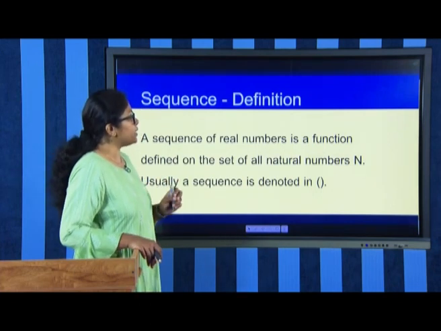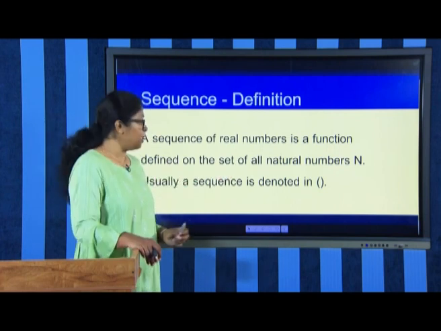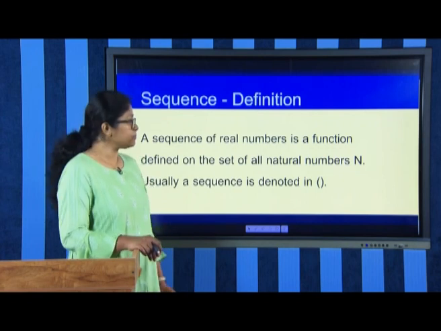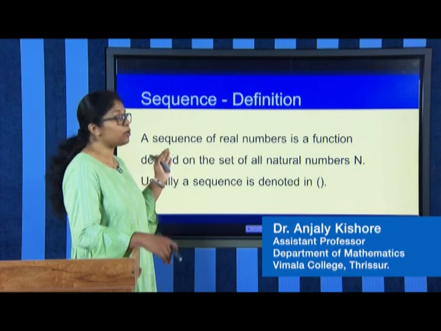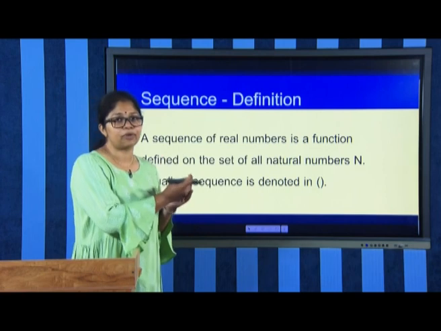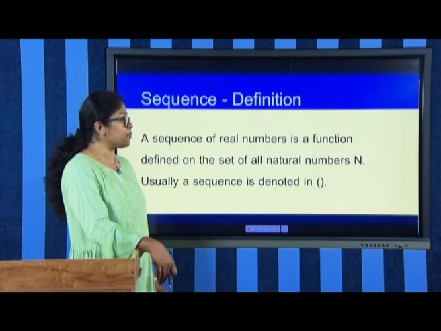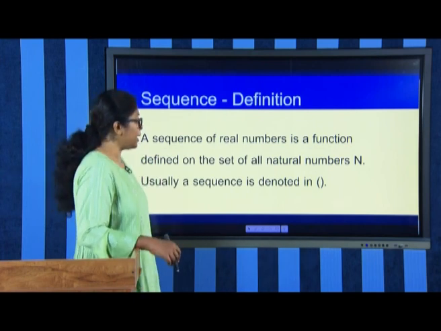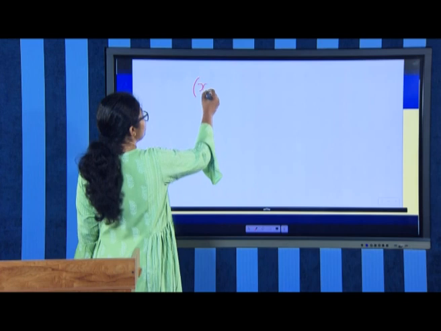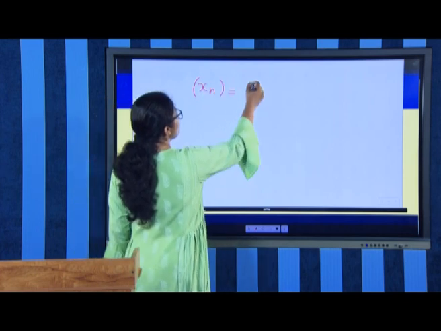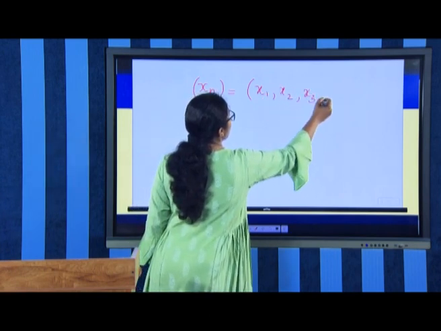A sequence of real numbers is a function from the set of all natural numbers N to the set of all real numbers. That means a sequence of real numbers can be considered as a function defined on the set of all natural numbers. The domain is the set of all natural numbers and the range is a subset of the set of all real numbers. Usually a sequence is denoted in single brackets. For example, we have a sequence (xn), which is the sequence x1, x2, x3 and so on.